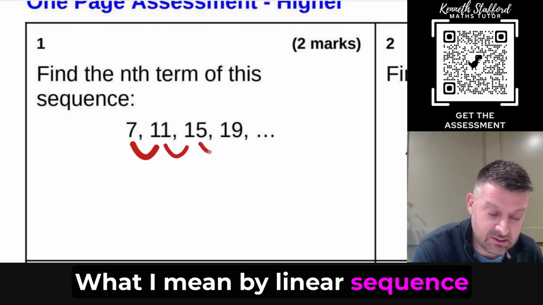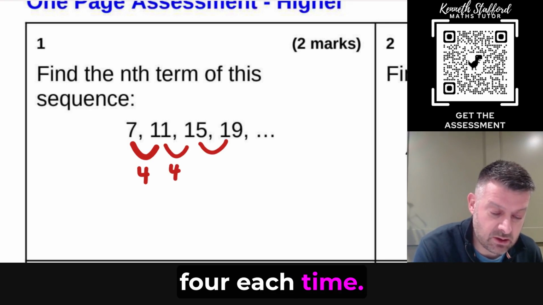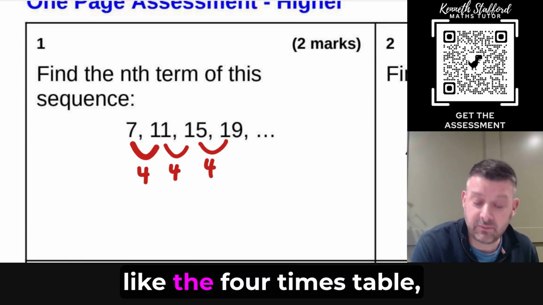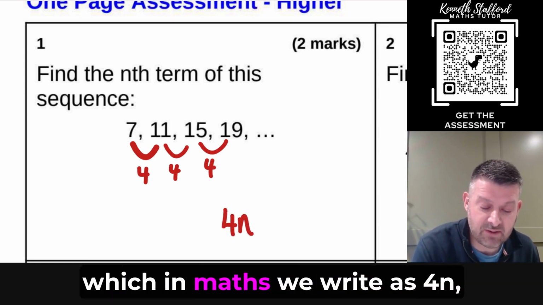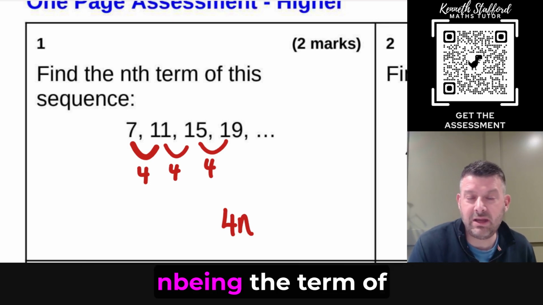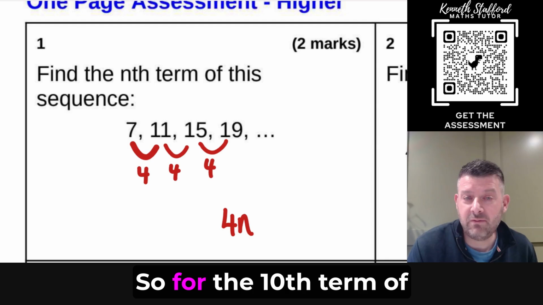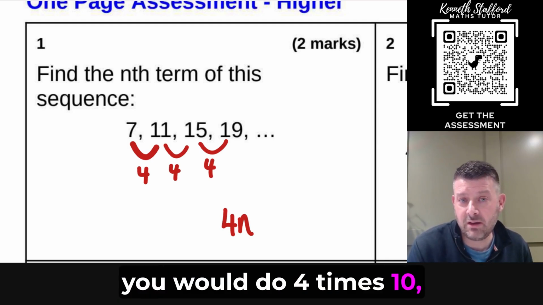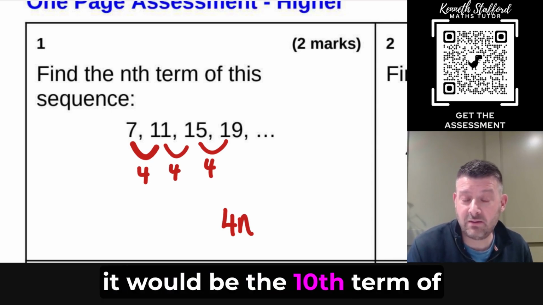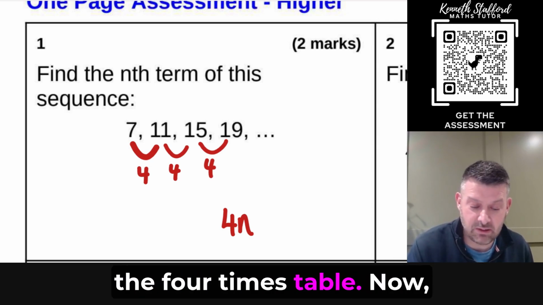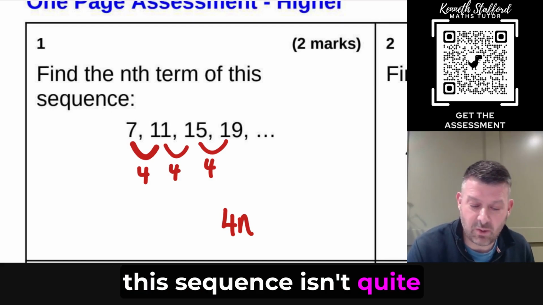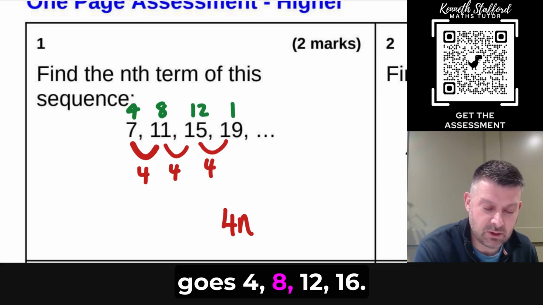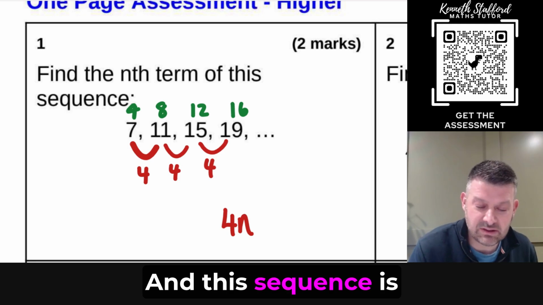What I mean by linear sequence is it's going up by 4 each time. If it's going up by 4, it's like the 4 times table, which in maths we write as 4n, n being the term of the sequence. So for the 10th term of the 4 times table, you would do 4 times 10 because n would be 10. Now this sequence isn't quite the 4 times table because the 4 times table goes 4, 8, 12, 16, and this sequence is slightly different.